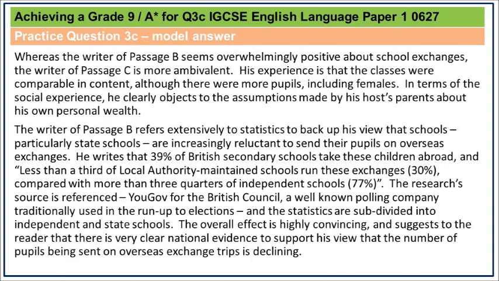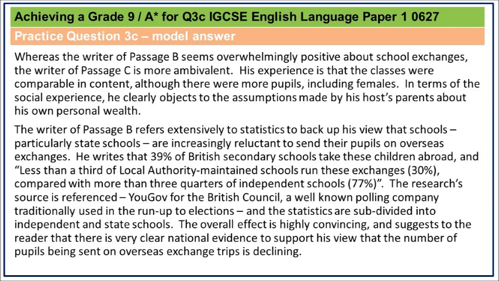Whereas the writer of passage B seems overwhelmingly positive about school exchanges, the writer of passage C is more ambivalent. His experience is that the classes were comparable in content, although there were more pupils, including females. In terms of the social experience, he clearly objects to the assumptions made by his host parents about his own personal wealth.